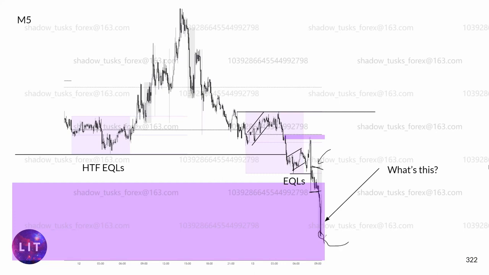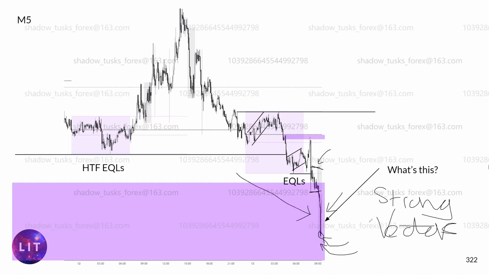And then again, we go into another build up for London Open to give us the inducement to the downside with strong vector candles, right? Strong vectors. And now we have completed our lit cycle to the downside. So now we can think, okay, now we want to trade away from this inducement, right? So let's do exactly that.